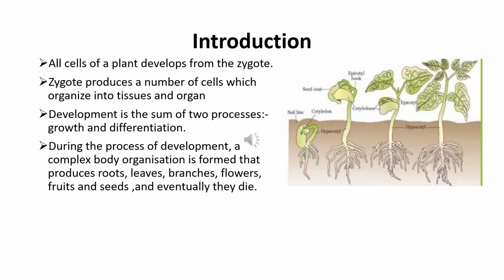Starting with the introduction, all cells of a plant develop from the zygote. Zygote produces a number of cells which organize into tissues and organs. Development is the sum of two processes, growth and differentiation. During the process of development, a complex body organization is formed that produces roots, leaves, branches, and eventually they die.